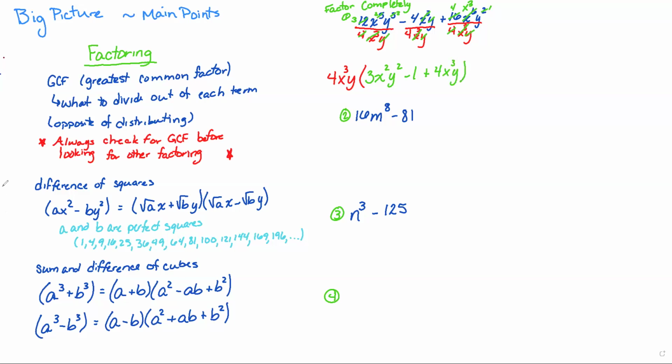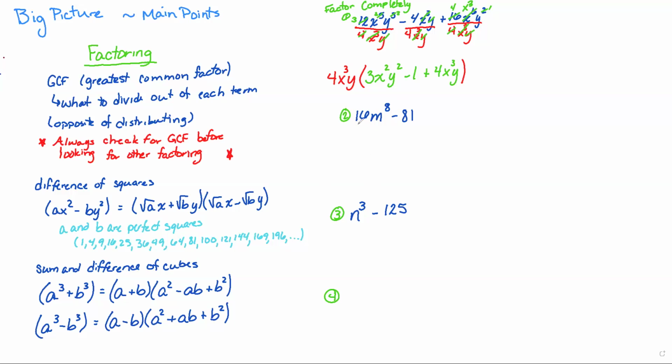All right, so my final answer, I'm going to change the color of that last bracket. My GCF is 4, sorry, my GCF is 4x cubed y. And then the rest of my problem is going to be in parentheses. What's left is going to be 3x squared y squared minus 1 plus 4x cubed y. All right, so that is as factored as I can get it. Sometimes I will have to double check the stuff in parentheses to see if I can factor any more. But in this case, that is all I can do.